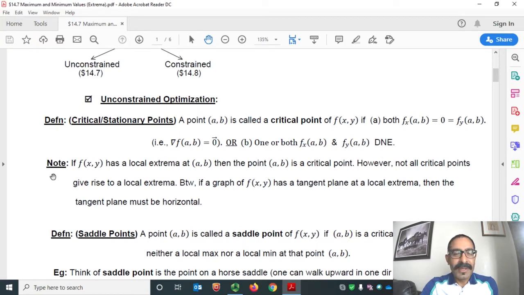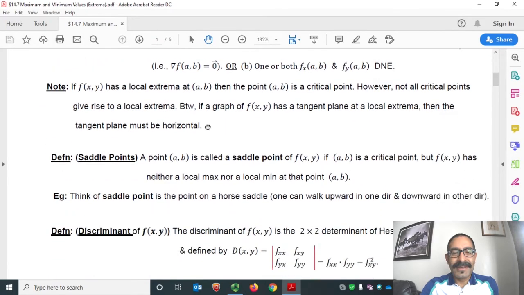Quick note, if f of x, y has a local extremum at point (a, b), then the point (a, b) is a critical point. However, not all critical points give rise to a local extremum. By the way, if the graph of f has a tangent plane at a local extremum, then the tangent plane must be horizontal.